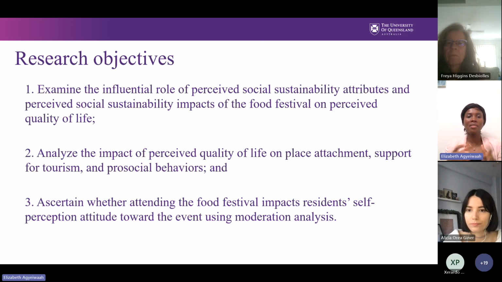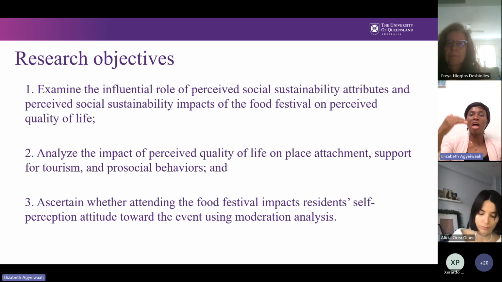It's a quantitative study, just like a qualitative study, I need directions to know what I'm testing and what I'm not testing. And so three objectives were set for this project. And there were some variables that were very important. Now, the first variable was the role of perceived social sustainability attributes of the events. So every social event has some attributes. And one of the objectives was to find out how these attributes and the perceived social impact of the events impact residents' quality of life.